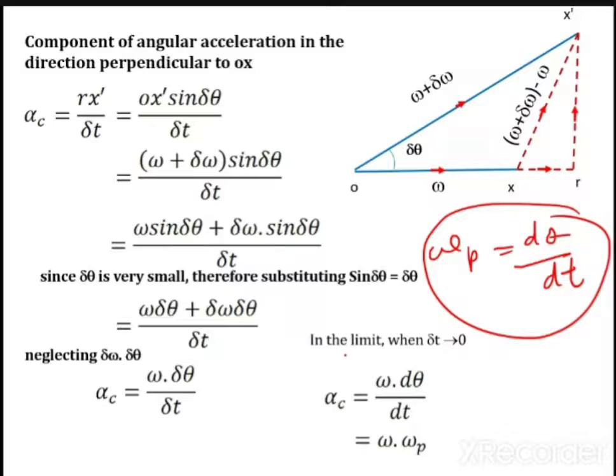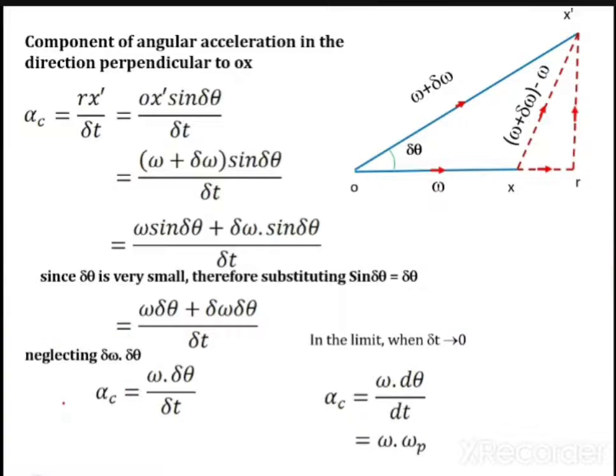I have to show you some figure. Okay, but now you consider that alpha c is equal to omega into omega p, where omega p is equal to d theta upon dt. Okay, this is clear. Now let's move forward.